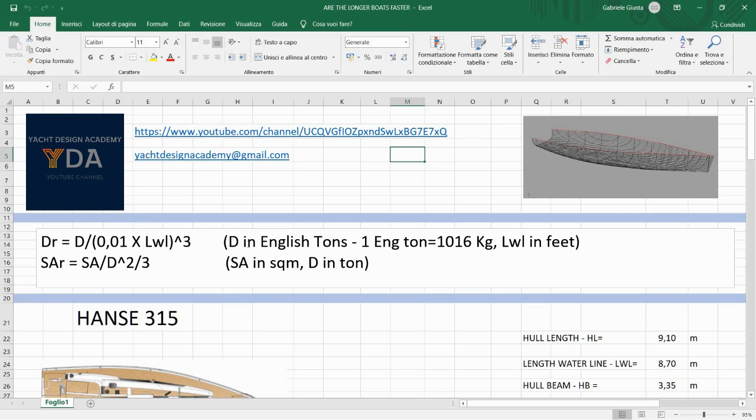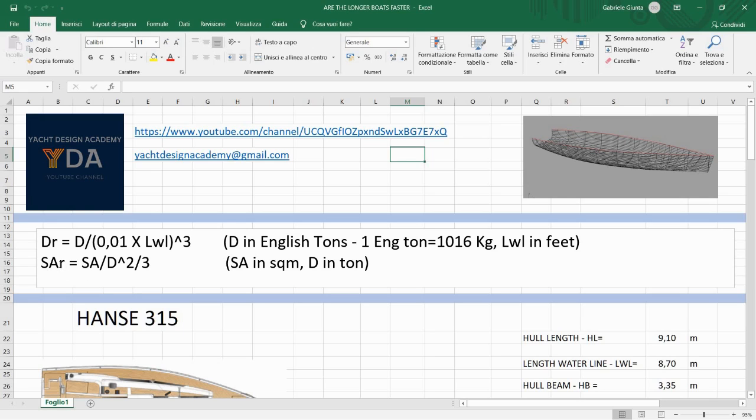In this case the displacement is in English tons, where 1 English ton is 1016 kilograms, and the length water line is in feet. Why this formula? Because the displacement is linked to the volume, and the volume is a length to the power of 3. So here the length water line has to be to the power of 3.